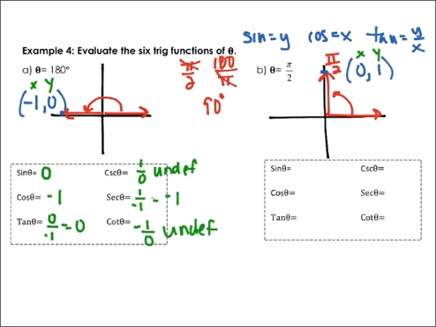Sine is always my y value. Sine is 1. Cosine's the x value, 0. Tangent is sine over cosine. 1 over 0 is undefined. Cosecant is the inverse of sine, so 1 over 1, or just 1. Secant is the reciprocal of cosine, so 1 over 0, or undefined. I ran out of room, I'm just going to put a u. And then cotangent would be the reciprocal of tangent, 0 over 1, which just equals 0.